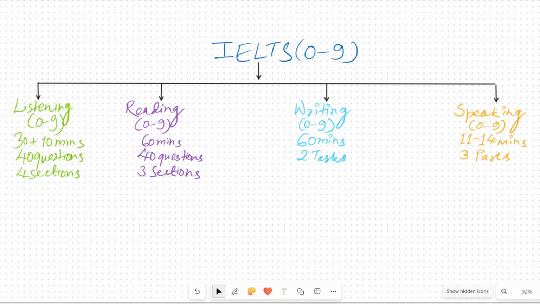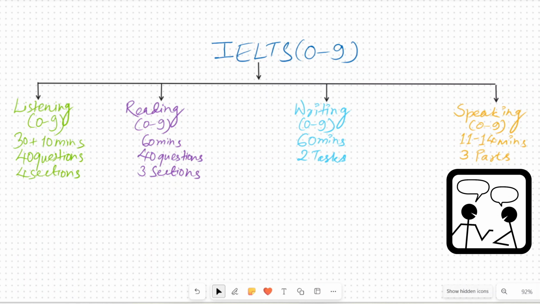So this test will be scored out of 0 to 9, and this test is divided into four different sections. So your English language skills will be tested through four different skills. They are namely listening, reading, writing, and speaking.